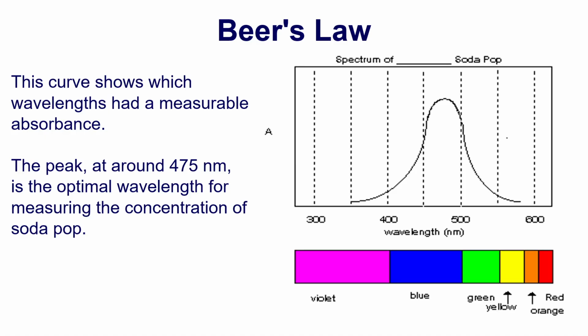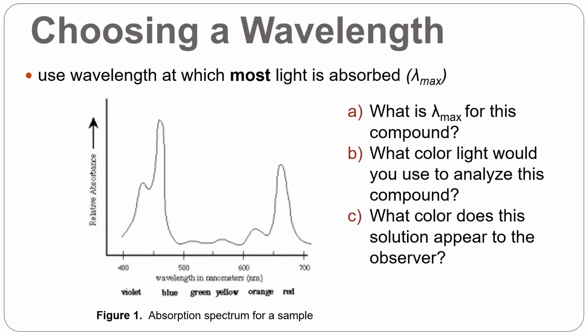So see if you're picking all these things up. A few practice problems here. Using this graph and using the wavelength at which most light is absorbed, lambda max, what is the lambda max for this compound? Go ahead and write that on your board. All right. The lambda max should be this highest peak, and it's pretty close to 450. So we should estimate 450 as the wavelength that we want to set the spectrophotometer to.